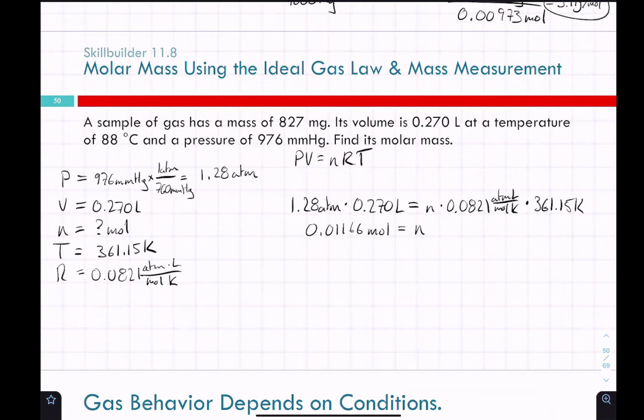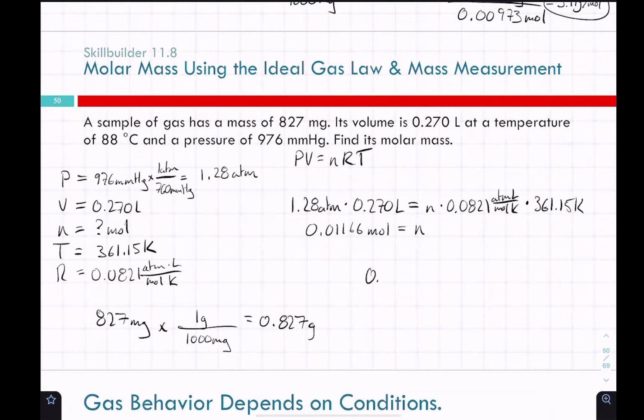And then we have to convert from 827 milligrams to grams. So 827 divided by 1,000, 0.827 grams. And molar mass is what units? Grams per mole. So the units tell you how to get the molar mass. If you have grams of something and you have the moles of something, you just take the grams and divide by the moles.